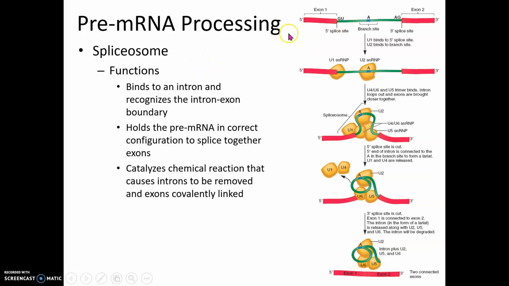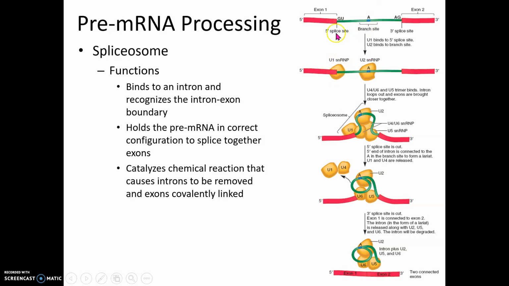So what does the spliceosome do? It binds to introns, recognizes this intron-exon boundary. It holds it in the correct configuration so it can be spliced, and then it catalyzes the reaction that takes that intron out and puts those exons together.